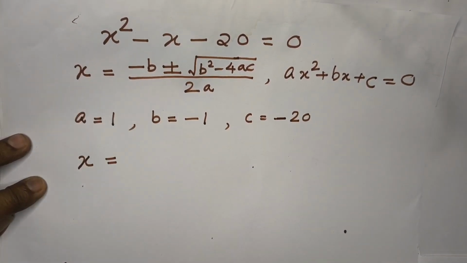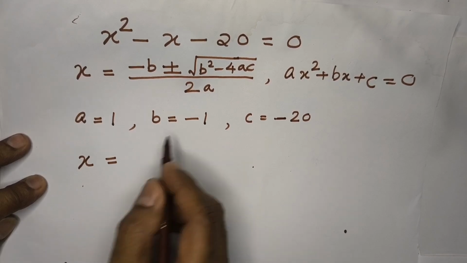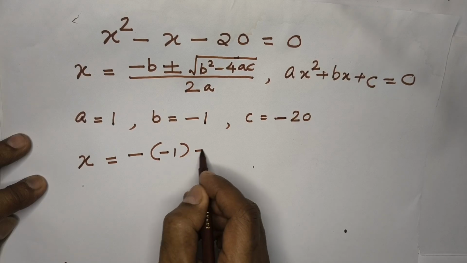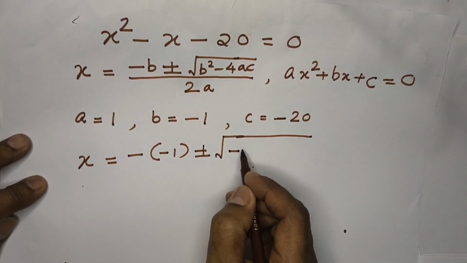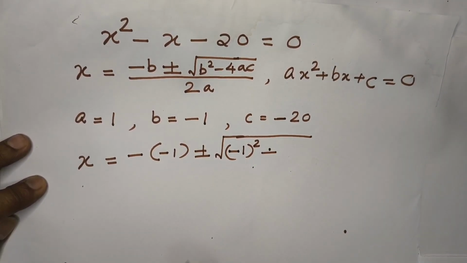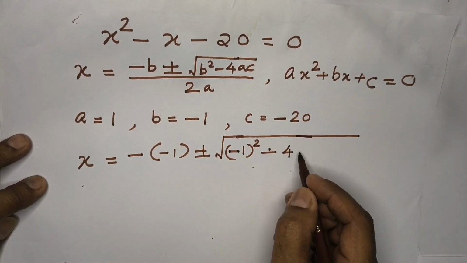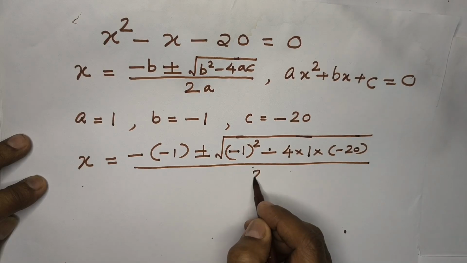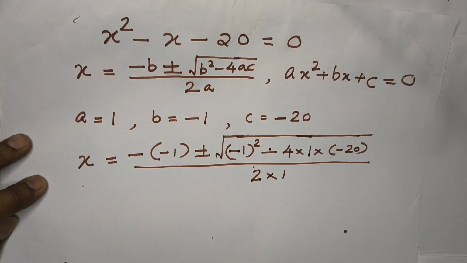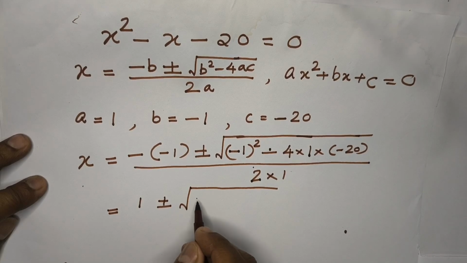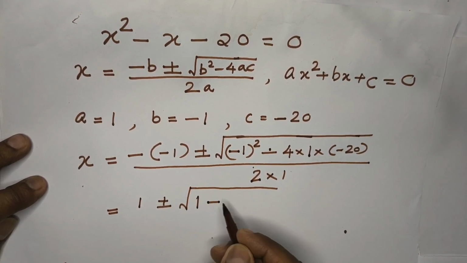Let me rewrite it again. X is equal to minus b. b is minus 1 and there is a minus sign in the formula. So this is what you get. Then plus or minus square root of b square. b is minus 1, so the whole square, minus 4a. a is what? 1. c is what? Minus 20. In the denominator you have 2 into 1. a is 1. Now simplify this. Minus minus, as you know, is plus 1. Plus or minus. Minus 1 square is minus 1 into minus 1, plus 1, minus 4.